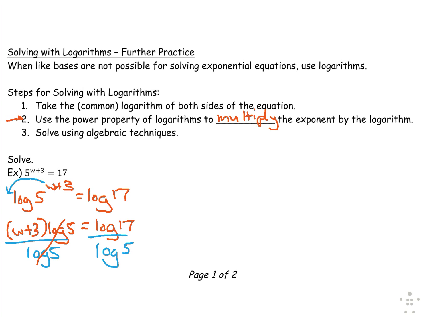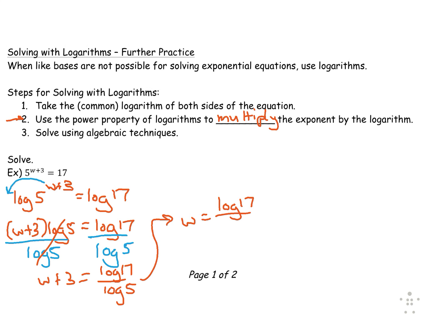So these divide out, and now I have w plus 3 is equal to the ratio, the common log of 17 over the common log of 5. Now technically you could put that into the calculator right now, but then you'll be rounding before the last step, so hold that thought, subtract the 3 from both sides. And this is what you'll put into the calculator, and rounding to 4 decimal places, you arrive at your answer. w is approximately equal to negative 1.2396.